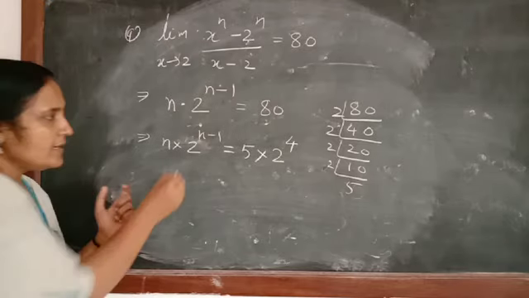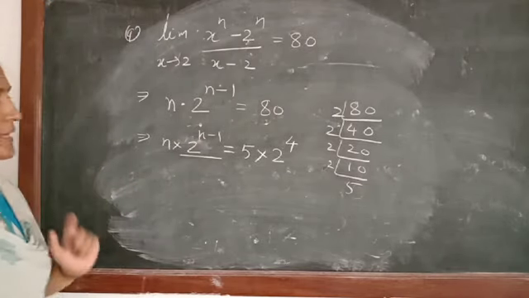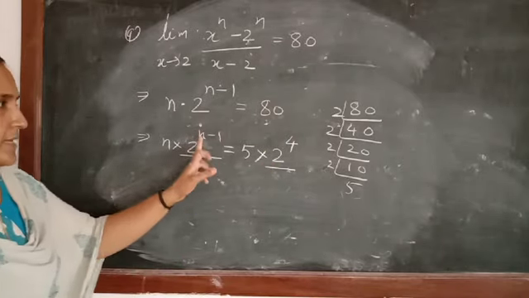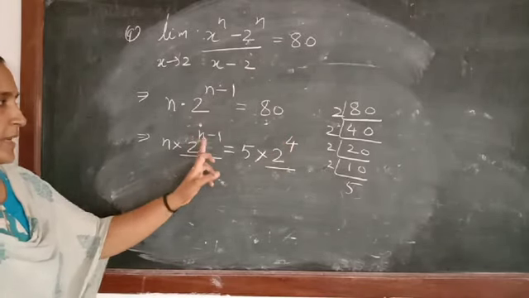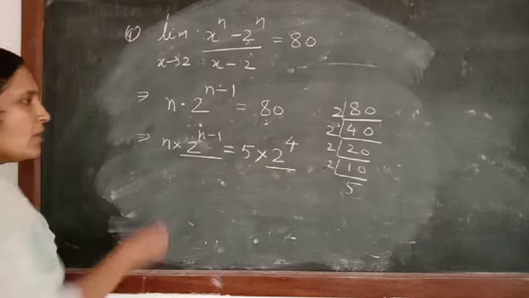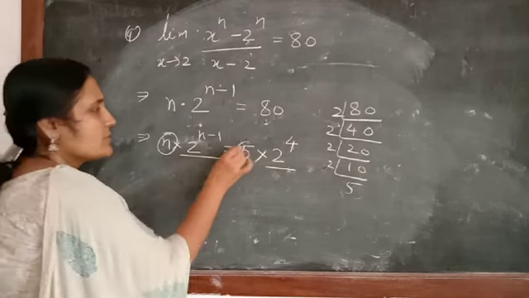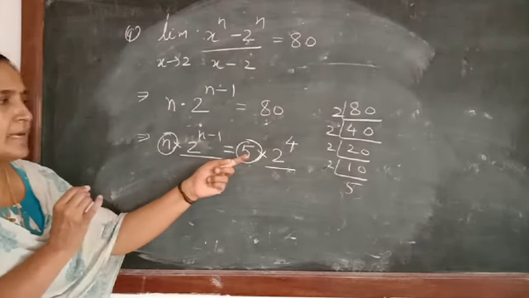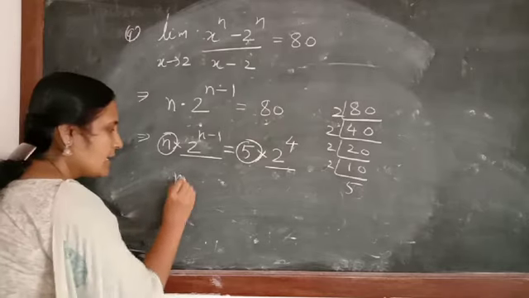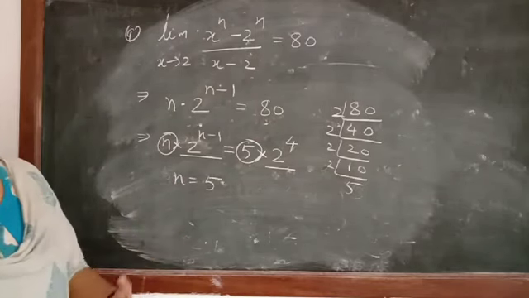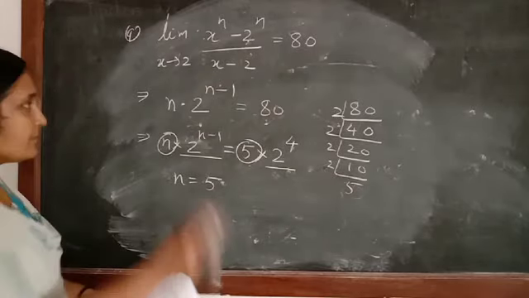Now just to check here also we have 2 raised to n minus 1, and here also our base is 2 only. So either you can equate the power, n minus 1 is equal to 4 will give you n is equal to 5, or you can equate this number also. What is the number multiplied here? N. And what is the number multiplied here? 5. So directly we can write n is equal to 5. Okay. Now next question.